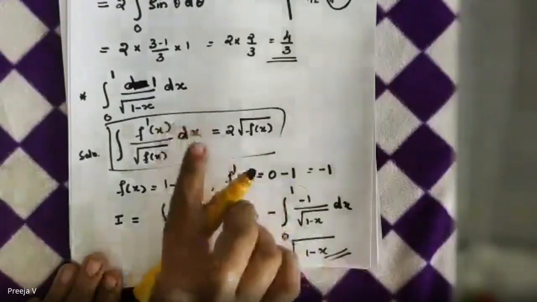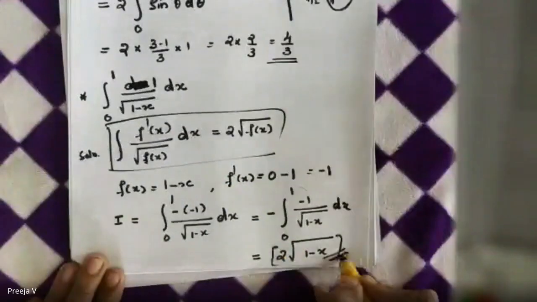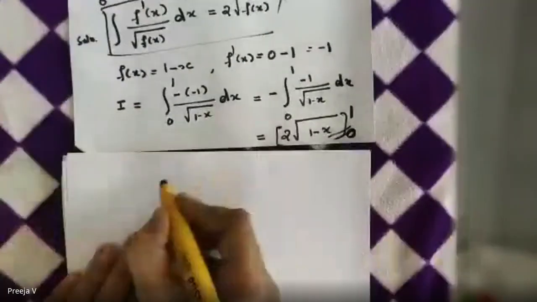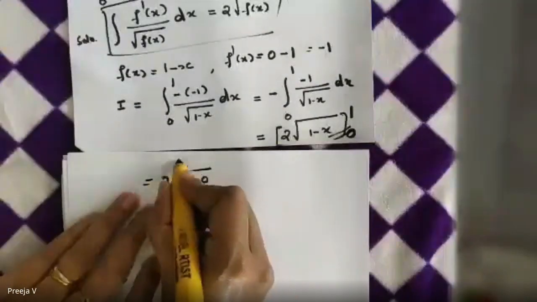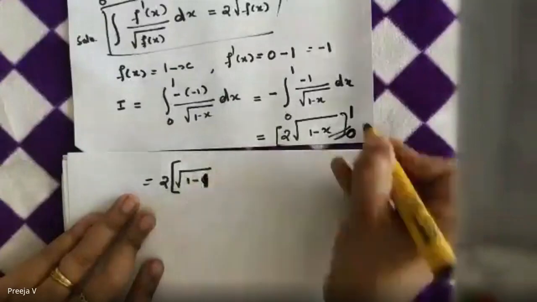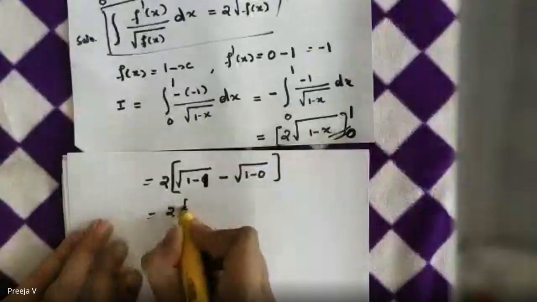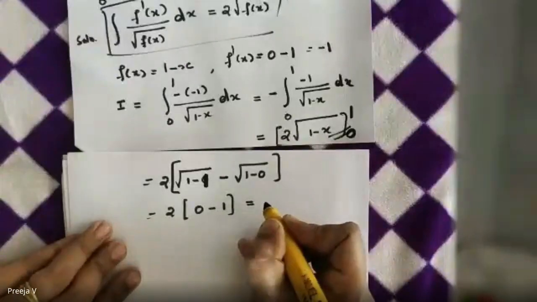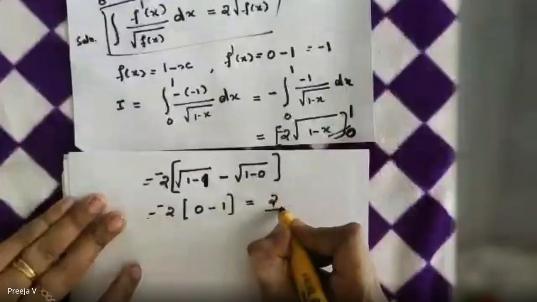Oh, sorry. You also have the limit here, between the limits 0 to 1. Integrate, then put in the limits. That is 2 into root of 1 minus 0. The upper limit is 1, so root of 1 minus 1 is 0, and the lower limit is 0, so root of 1 minus 0 is 1. That is 2 into (root 0 minus root 1). So the answer is, I'm sorry, there's a minus also. With the minus, the answer is 2.